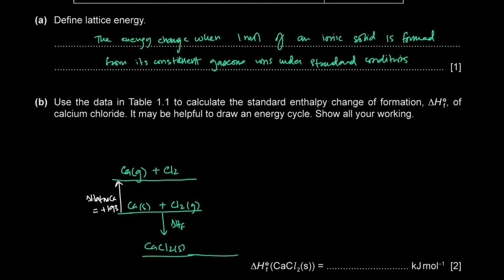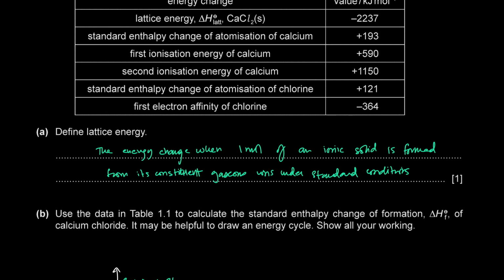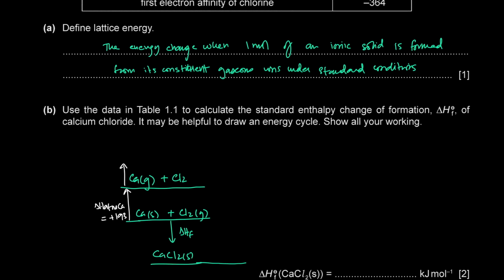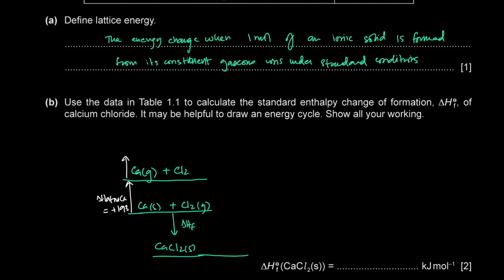Then we're going to ionize calcium. We want to make calcium 2 plus, so that's going to be the first plus the second ionization energy of calcium. That's going to be plus 590 plus 1150. And now we have gaseous calcium ions, Ca2 plus gaseous, and we have Cl2 gas.